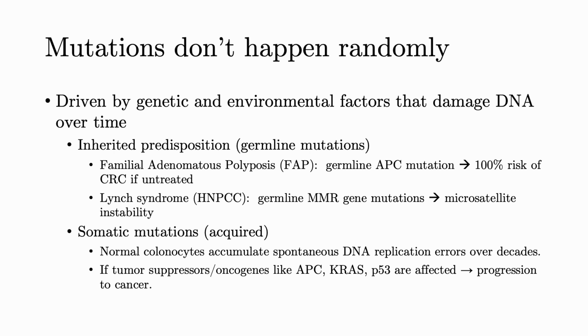Second, we have somatic mutations. These are acquired during a person's lifetime. Normal colon cells divide frequently, and with each division, there is a small chance of replication error. Over years, these errors can accumulate and affect key genes like APC, KRAS, and p53.